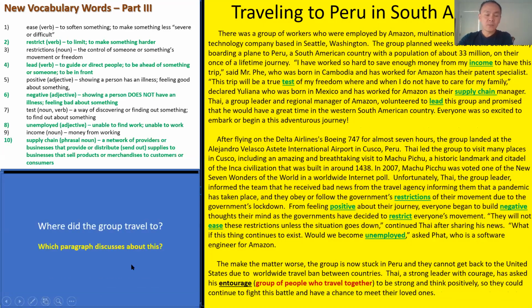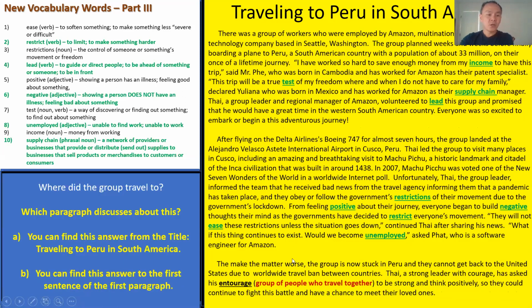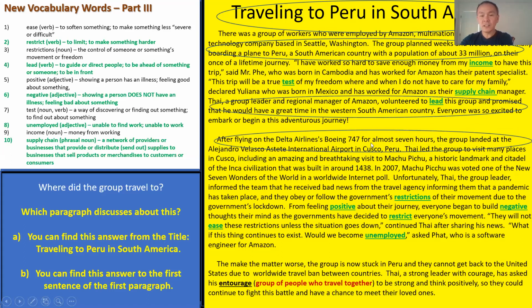Now let's look at this. Where did the group travel to? Which paragraph discusses this? You have paragraphs 1, 2, 3. Three paragraphs together make a story or an essay, okay? So where did the group travel? Which paragraph discusses this? Well, you can look at the title, and you can look at the sentences here.